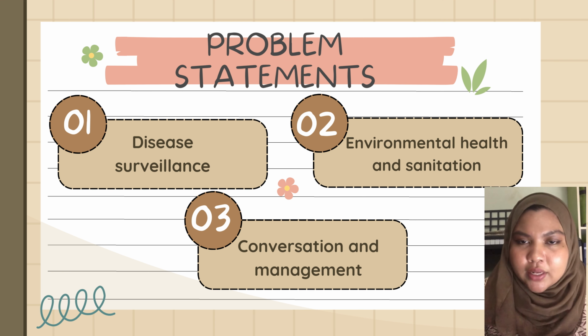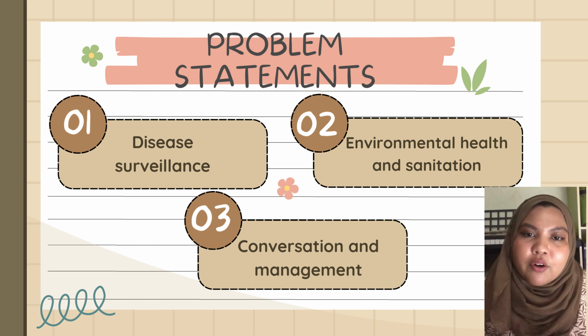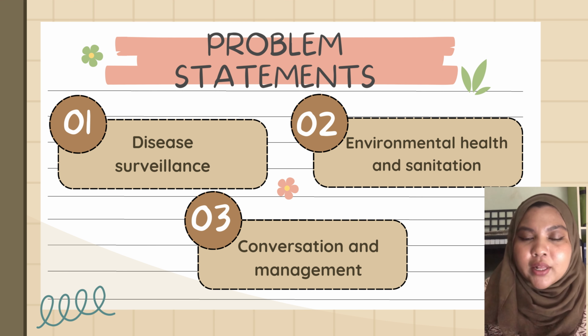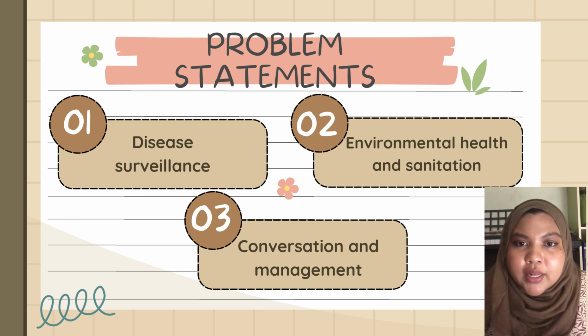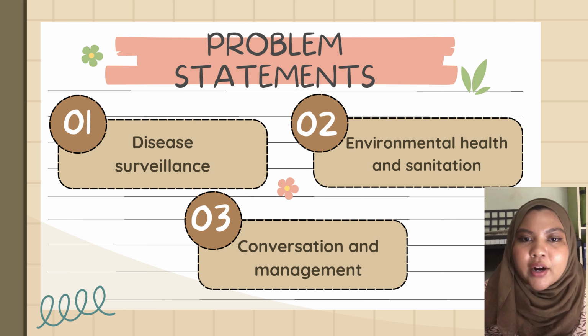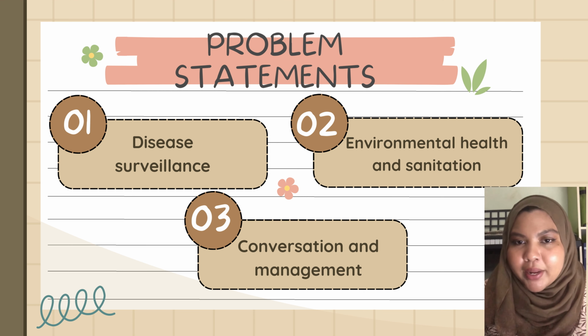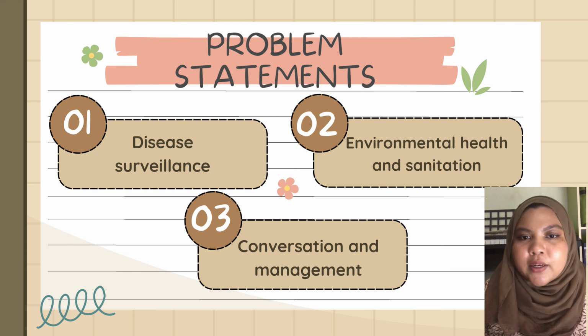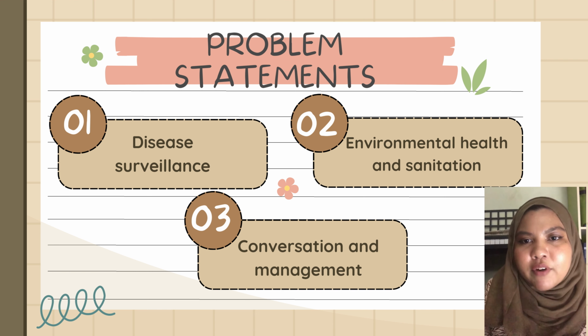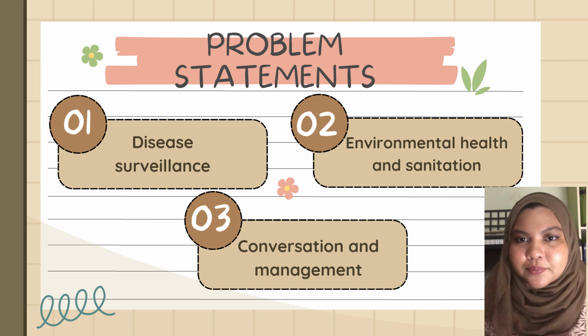Firstly, disease surveillance. It is difficult to put in place efficient disease surveillance programs without a good understanding of the microbial ecosystems in captive deer. Second is environmental health and sanitation. The environment's microbiome has a profound impact on the health and well-being of confined deer. Lastly is conservation and management. Deer populations kept in captivity frequently serve as reservoirs for genetic diversity and conservation efforts.